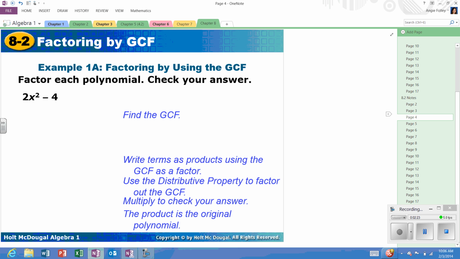So for factoring a polynomial, what you want to do is you want to find the greatest common factor first. So we've got to look at the coefficient. What's the biggest number that can go into it? It's a 2. And then we look at the variable, okay? Are there any variables that go into both? There's not. So 2 is our greatest common factor.